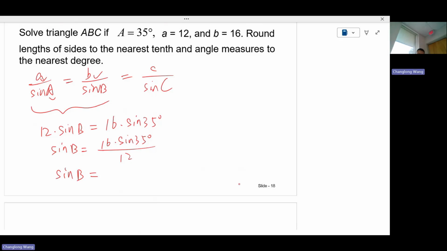What do you guys get? Sine B is 0.76. Yeah, that does agree with the book, right? So now, do you see that this is not a problem anymore? Sine B is indeed less than 1. That means you can invert it to get what the angle is supposed to be, right? So go ahead and find me what sine inverse of 0.76 is equal to.